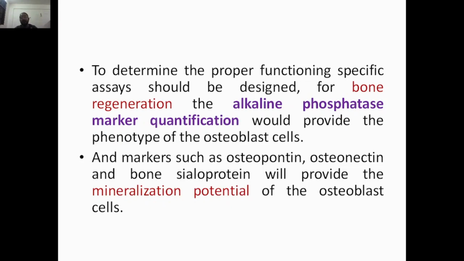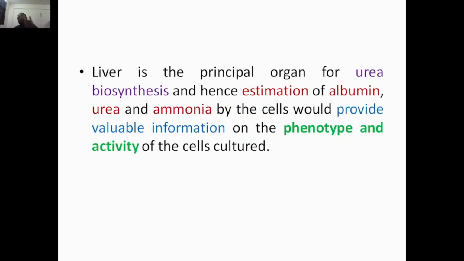Markers such as osteopontin, osteonectin and bone sialoprotein, these three, will provide the mineralization potential of the osteoblast cells. These all support this particular process, and finally they provide a mineralization potential for the osteoblast cells. Another example is the liver, the principal organ for urea biosynthesis, and hence the distribution of albumin, urea and ammonia by the cells would provide valuable information on the phenotype and activity of the cells cultured. That means the cells and their phenotypes should do their function.